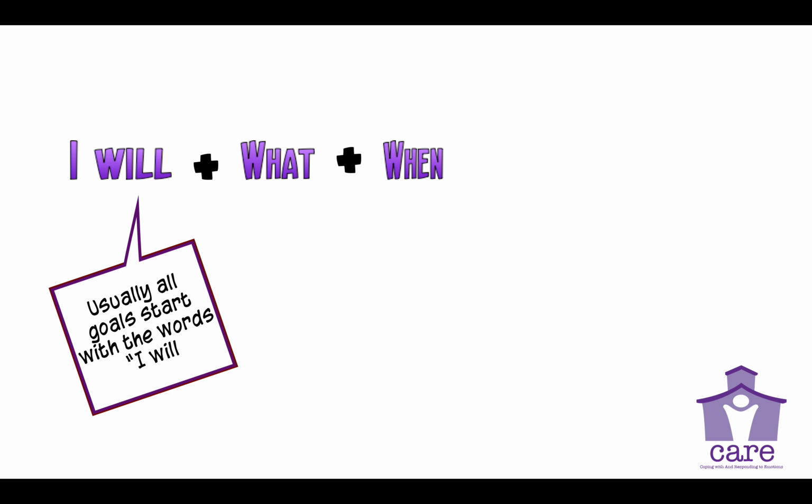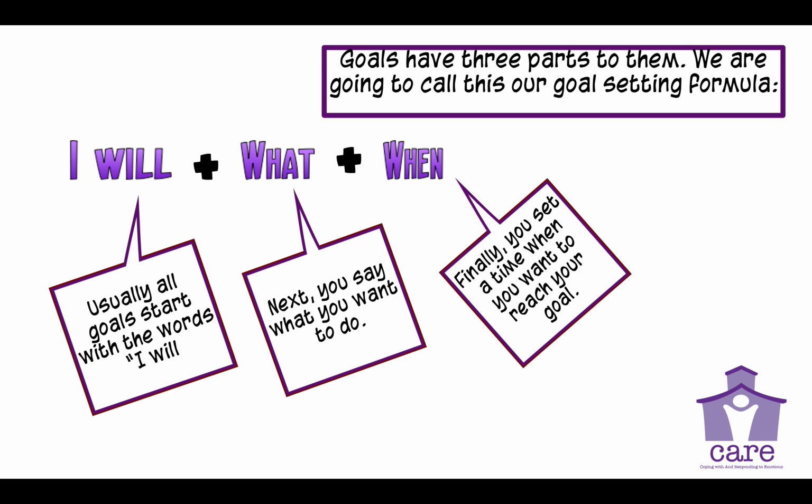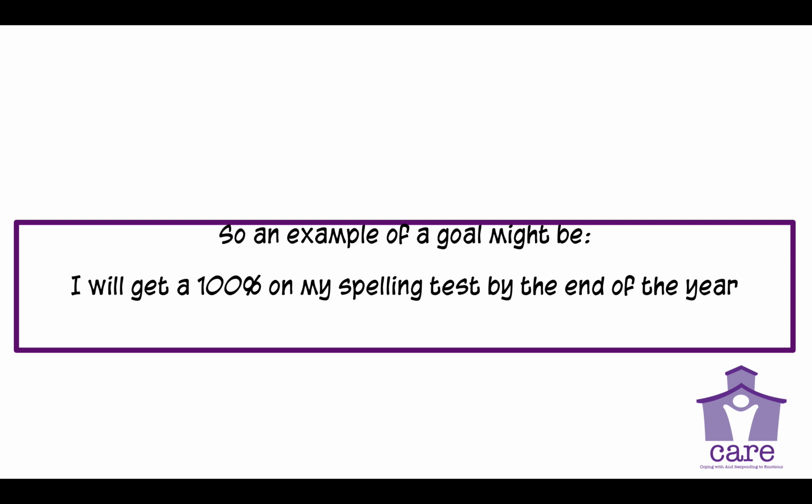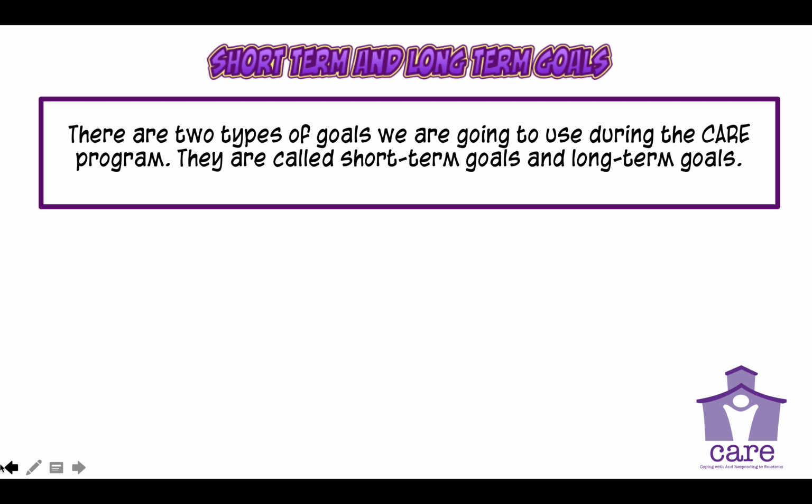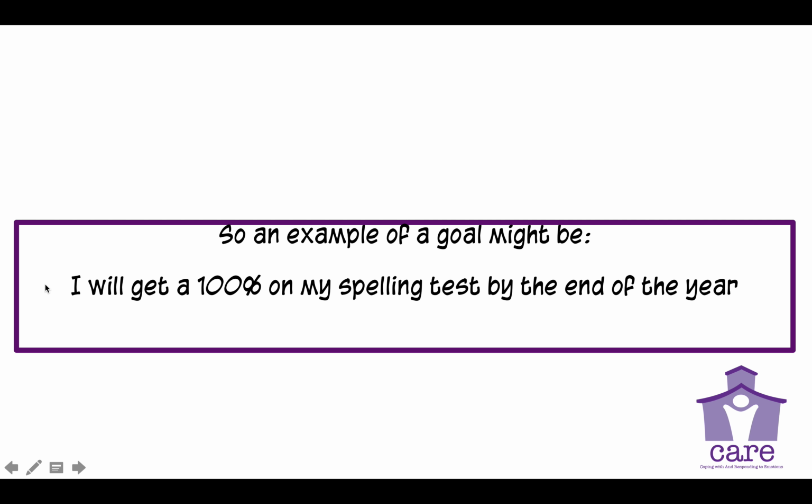And then the next part here, also on page 10 of that student workbook, has what we consider our goal setting formula. So it's the three major parts of a goal. First part is a goal usually starts with the words I will. Second part is it says what you want to do. And then finally, you're going to set a time for when you want to reach that goal. So an example of a goal might be I will get 100% on my spelling test by the end of the year. I've got the I will, I have what I want to do, and I have when I want to do it by.